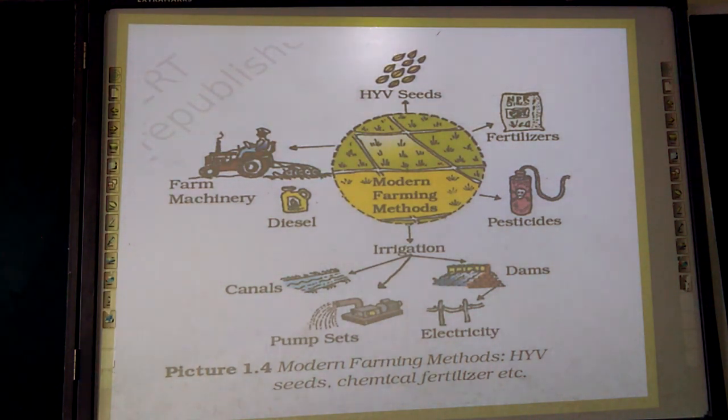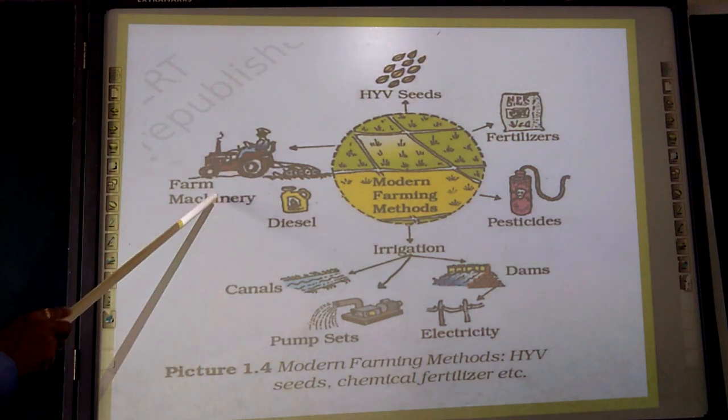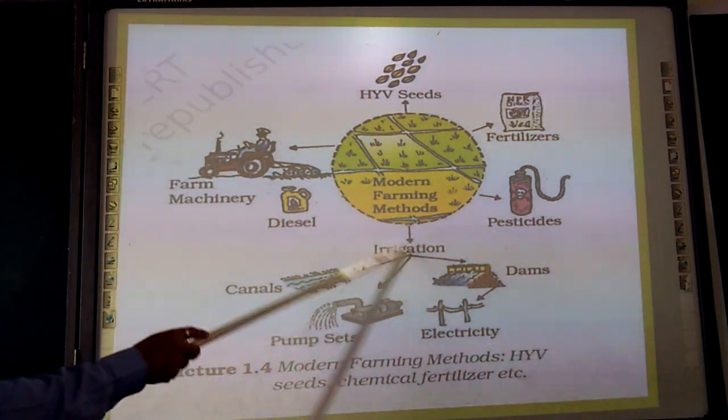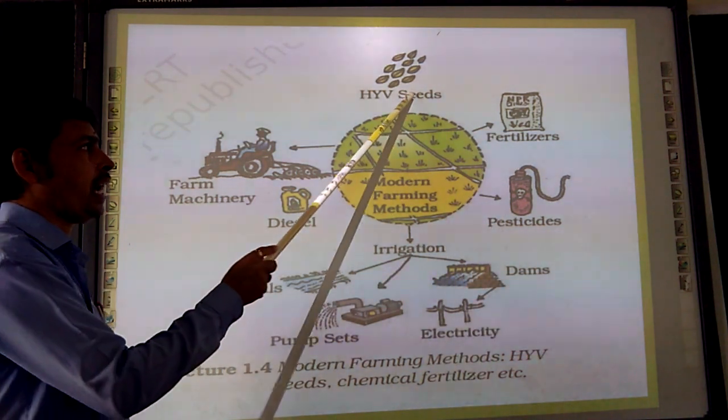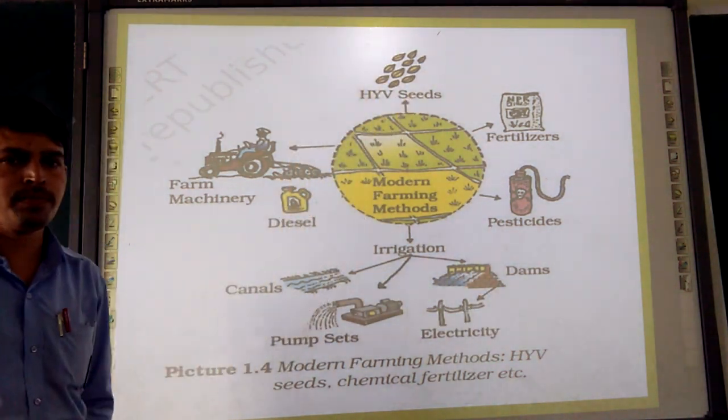So modern farming method, the flow chart. The flow chart is the modern farming method. In that, machinery is there, modern irrigation facilities, then pesticide, fertilizer and good quality seeds.